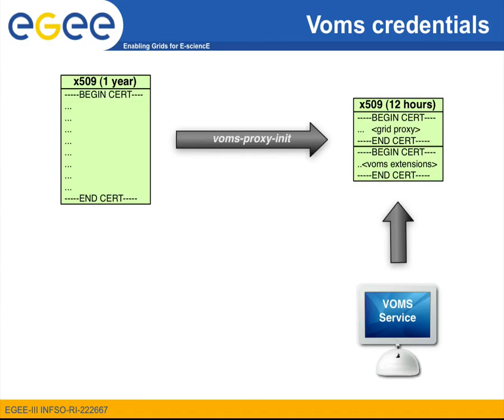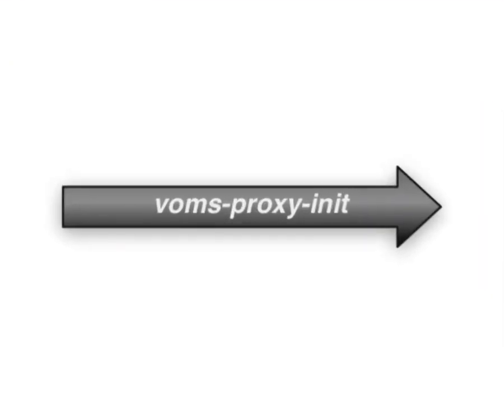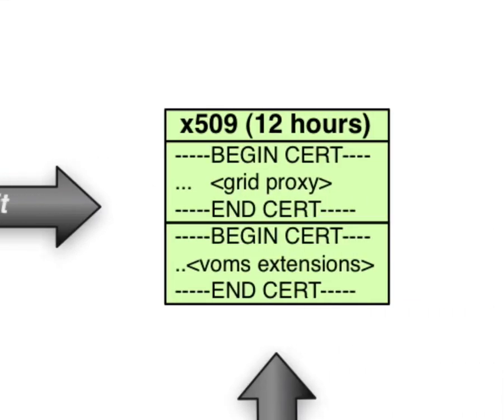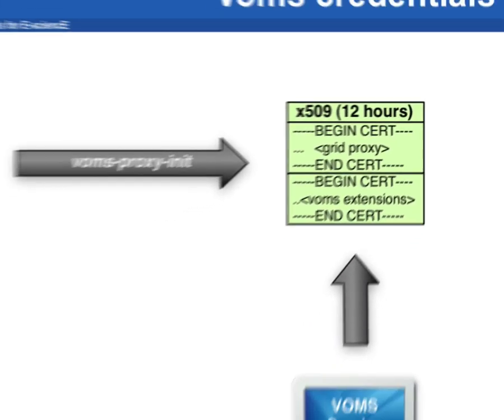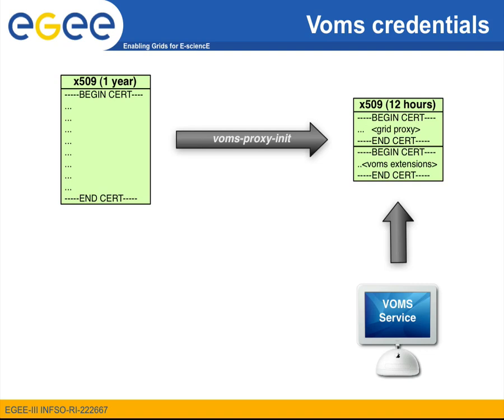The VOMS service is used for user authorization on the grid level. Thus, using the voms-proxy-init command, the necessary VOMS extensions are appended to the user's proxy certificate. Using this certificate bundle, the user is authenticated and authorized to access grid resources, which in effect means he or she is now able to use the grid services.